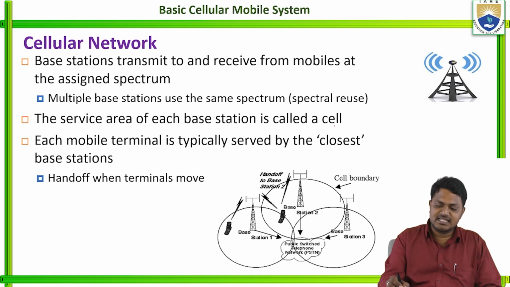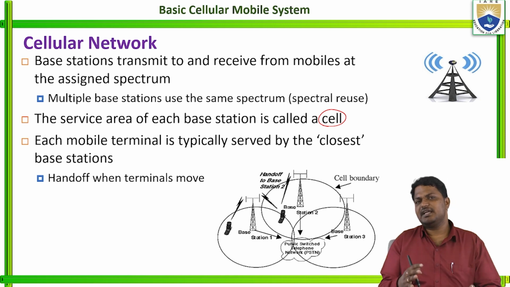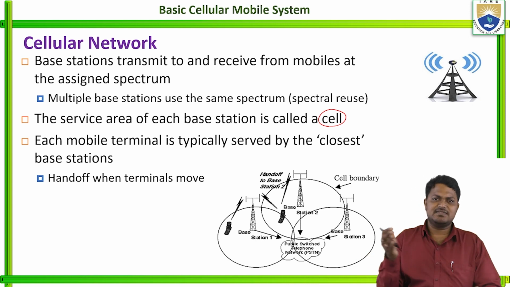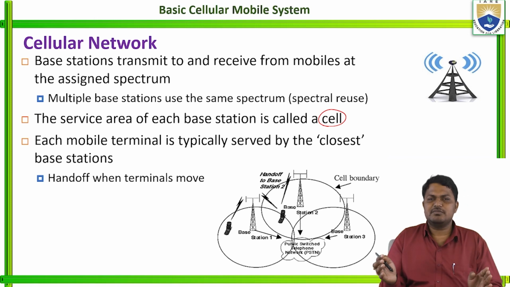So the cell is nothing but, here each cell acts as a base station. A base station can transmit data as well as receive data from the mobile by using a particular frequency band or spectrum band, right? So each mobile terminal is typically served by the closest base station.